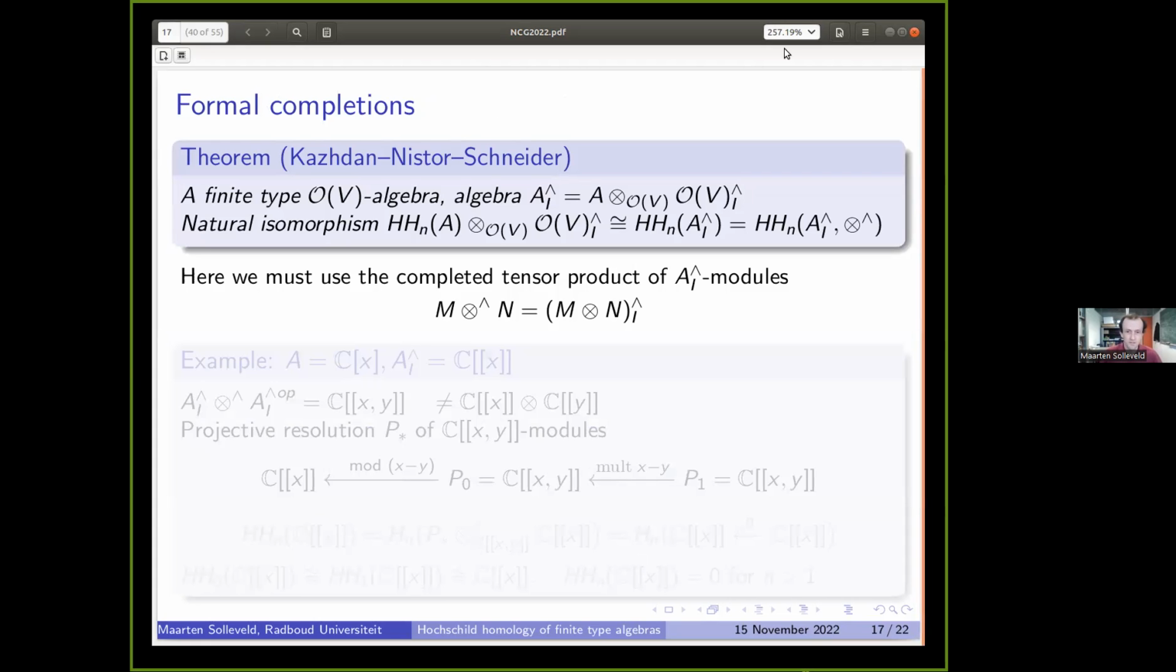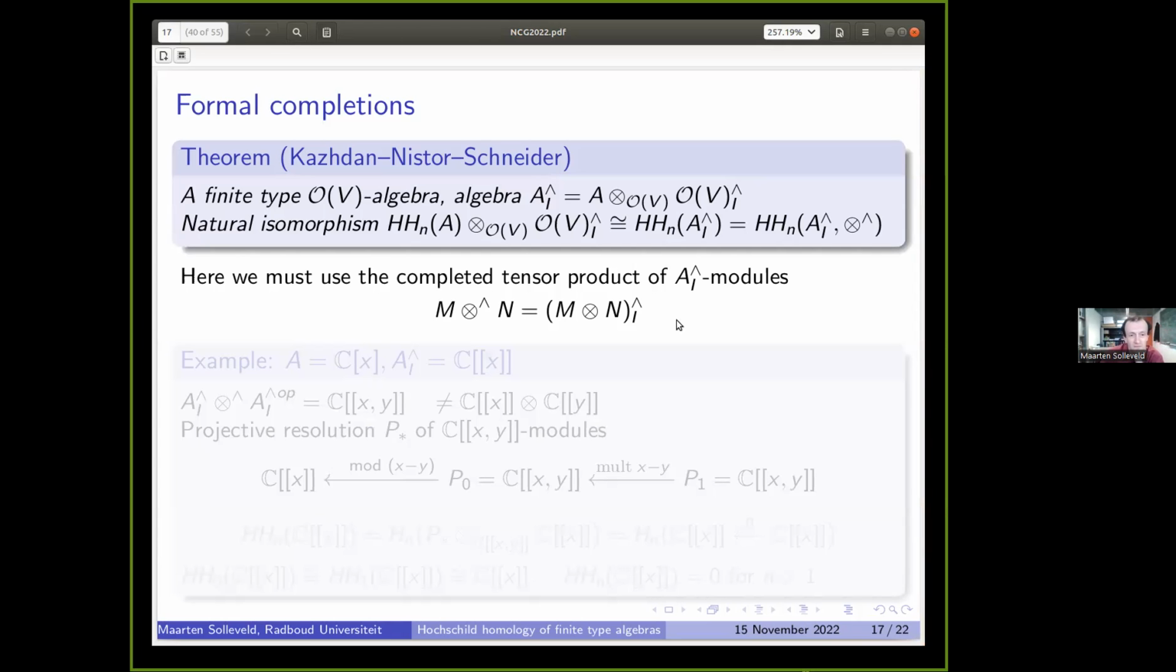And yeah, as you just mentioned, one thing that you must do here is to define this Hochschild homology in terms of Tor functors. You must use the completed version of the tensor product, and one way to do it is like this: you first take the normal tensor product and then you complete it.